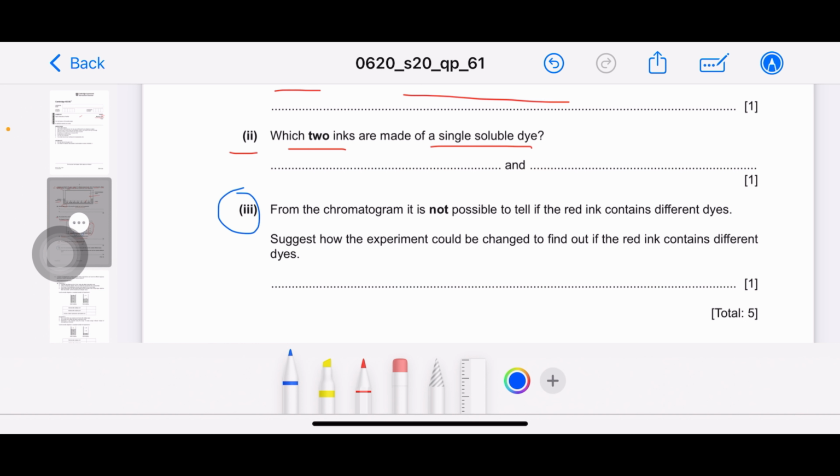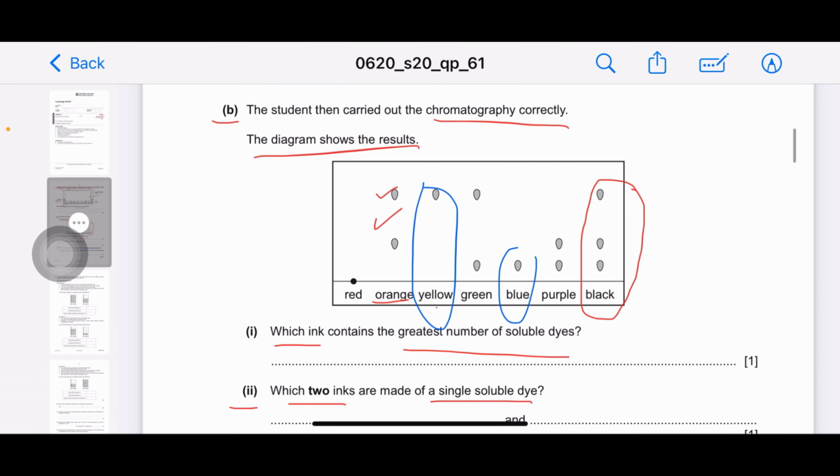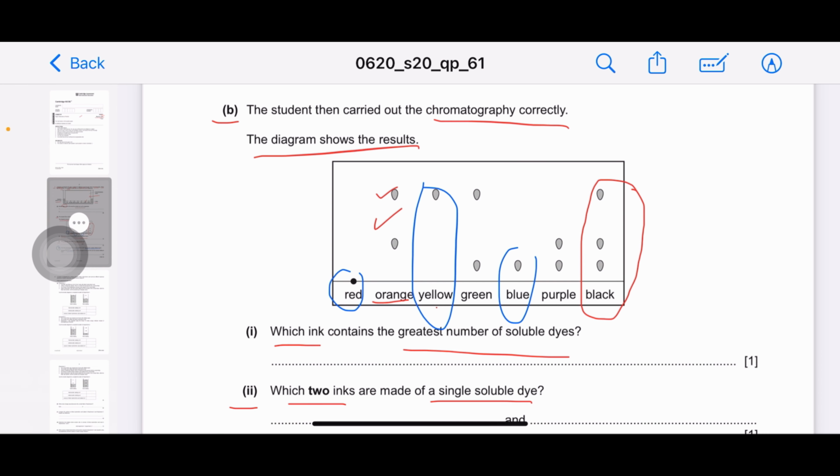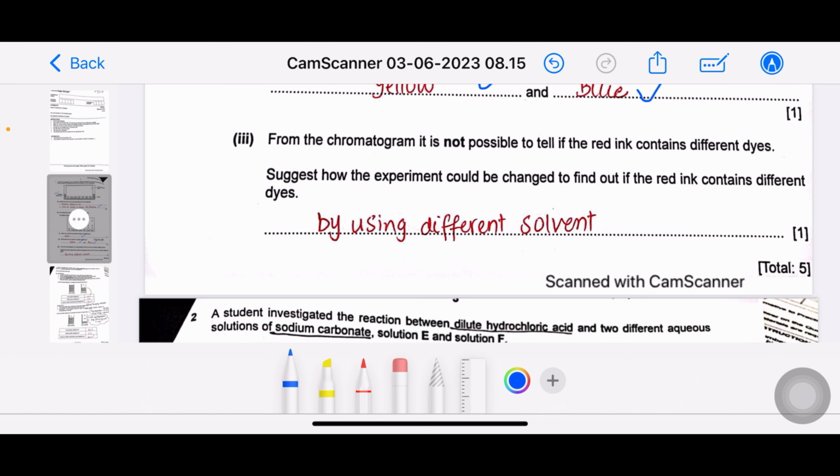Question number 3. From chromatogram, it is not possible to tell if the red ink contains different dyes. Suggest how experiment could be changed to find out if the red ink contains different dyes. Here we can see that the red dye has not even moved and it did not give any spot. It means that it is insoluble in water, so we have to change the solvent for this one. So the answer is by using different solvent.